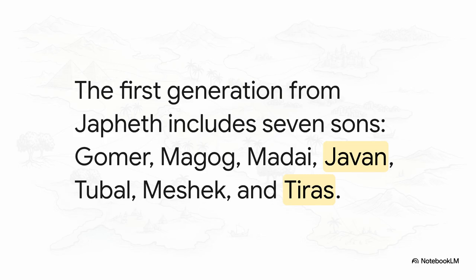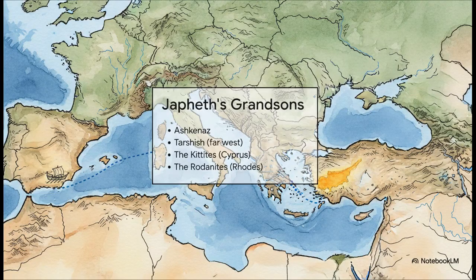For instance, Javan is often connected with the early Greeks, and Madai, that's linked to the Medes, who were a major power back in the day. And if we go one generation deeper to the grandsons, the map starts to get even more specific. Tarshish, for example, is often linked with seafaring peoples in the far, far west, maybe even as far as Spain. The Kittites, they're associated with Cyprus, and the Rhodanites with the island of Rhodes. You can literally see the map filling in all along the coastlines.